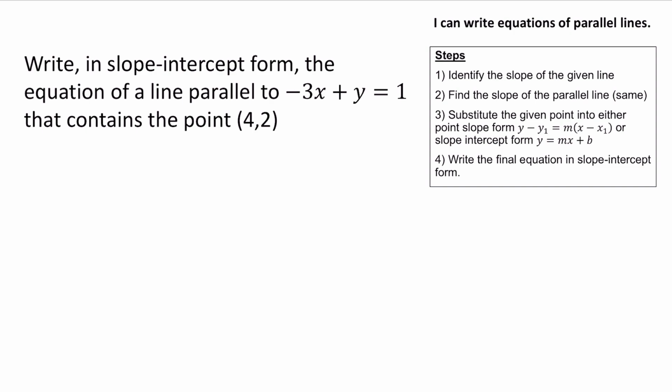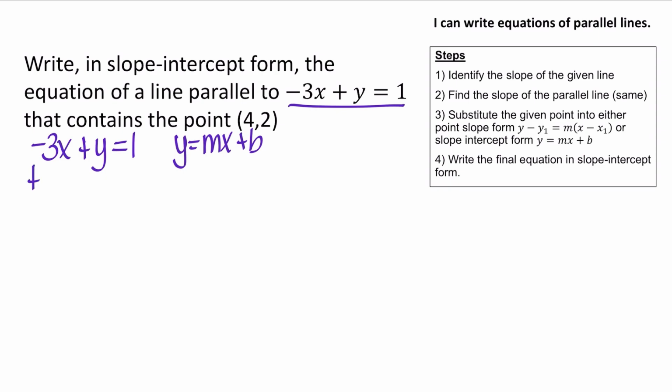So now let's write in slope-intercept form the equation of a line parallel to negative 3x plus y equals 1 that contains the point 4, 2. So in this problem, they get a little bit tricky because normally we just look at the equation and we can figure out the slope. Well, in this case, it's not in y equals mx plus b form. So I can't just look at the equation and figure out the value of the slope. So what I need to do is get it into slope-intercept form before I can write the equation.